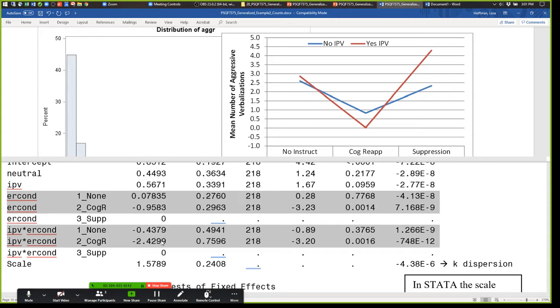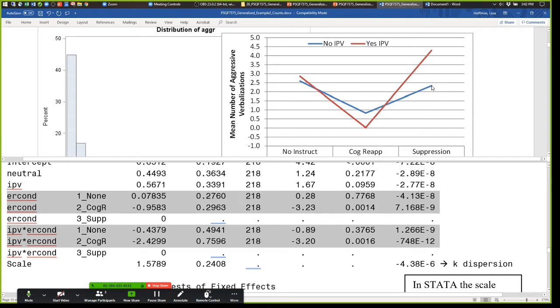Which is it? More anything is stronger. So we're talking about the difference between the slope of the blue line going from suppression to cognitive reappraisal and the slope of the red line going from suppression to cognitive reappraisal. The red line has a more negative slope starting from suppression. Significantly so.